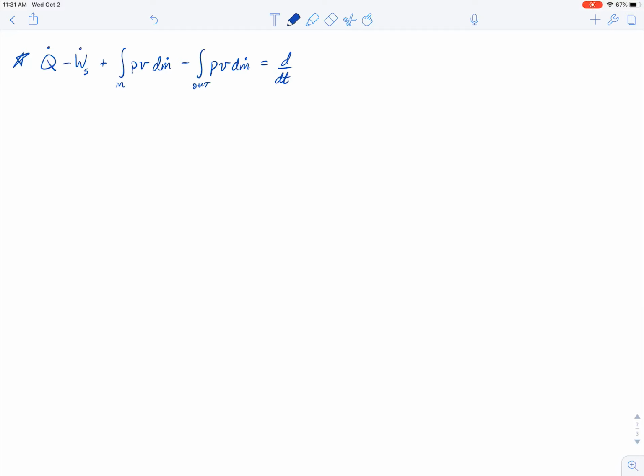I have the time rate of change at which energy is being stored in my control volume, and it could be stored in forms of internal energy, kinetic energy, and potential energy. I also have the rate at which energy is being carried in and out of the control volume by the mass flow, and I'm writing this on the right-hand side, so I have positive what's leaving. I subtract the integral of what's coming in.